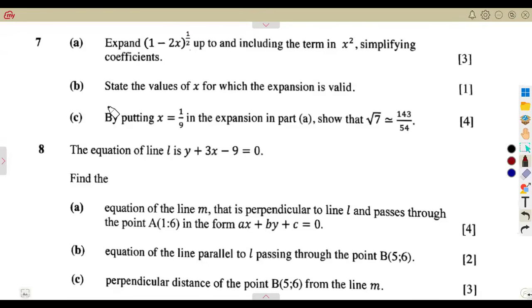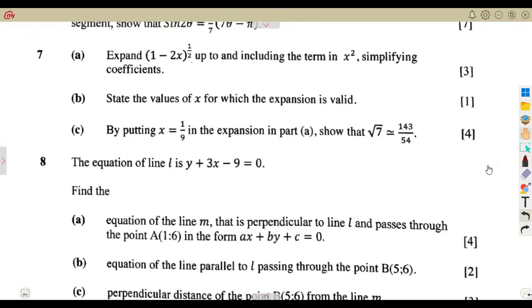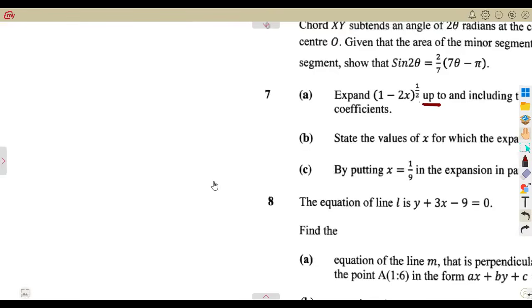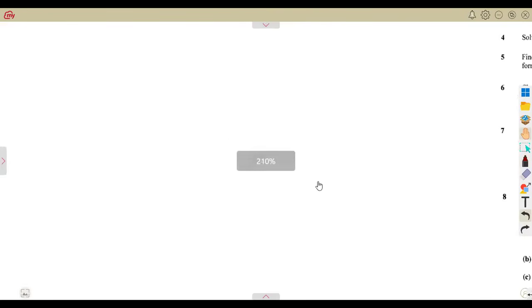If we take a closer look, number 7 was the application of our binomial. You are asked to expand this raised to the exponent of a fraction. It is best to apply the binomial expansion up to, so take note, up to and including the term in x squared. You must simplify the coefficients. All right, let's see how we're supposed to attempt our binomial expansion.